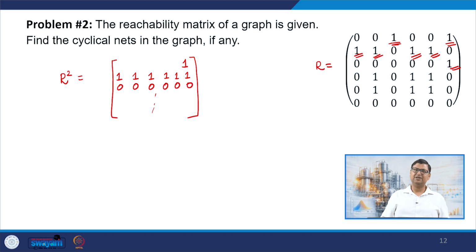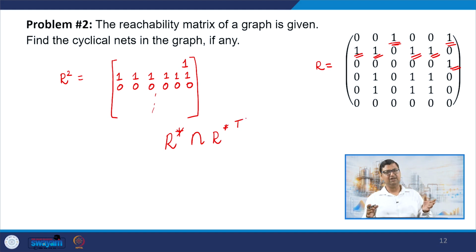If it vanishes, that means the graph is acyclic, right? If it is non-vanishing, then we will see that the powers of R will start to repeat themselves. And when that happens, then we know there is a cyclical net, right? And once that is happening, we can compute R star and then take an intersection with R star transpose, and then I should get squares of 1 hopefully. If not, we have to permute and find the squares of 1, as we have shown earlier, and that gives me the information regarding the loops, right?